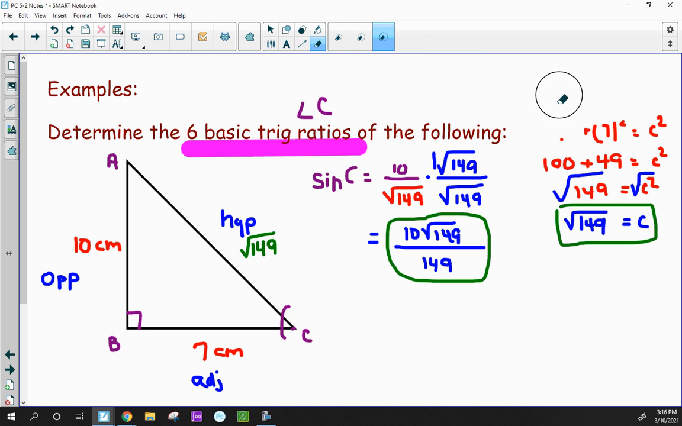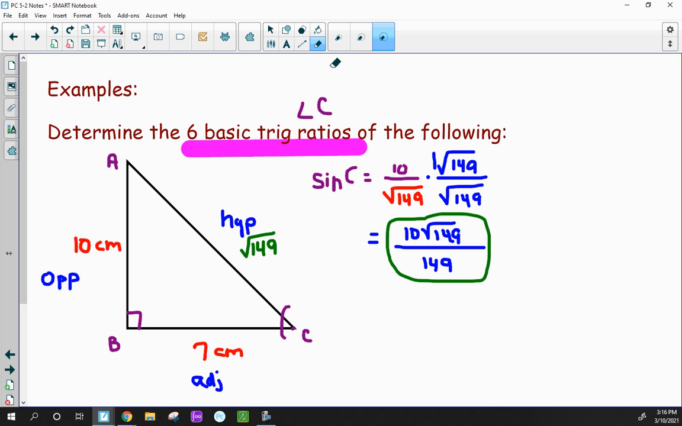All right, let's move to cosine next. For cosine, it's going to be adjacent over hypotenuse. Adjacent is 7. Hypotenuse is that messy radical again. We cannot leave the radical underneath the division bar, so we're going to have to do what we did on the last problem. It's going to be the same step.